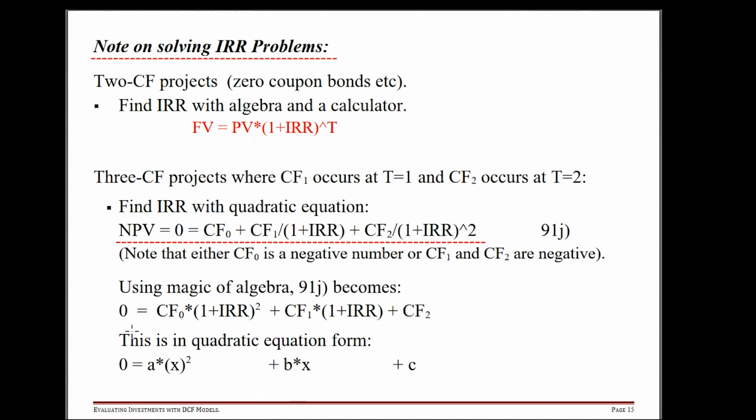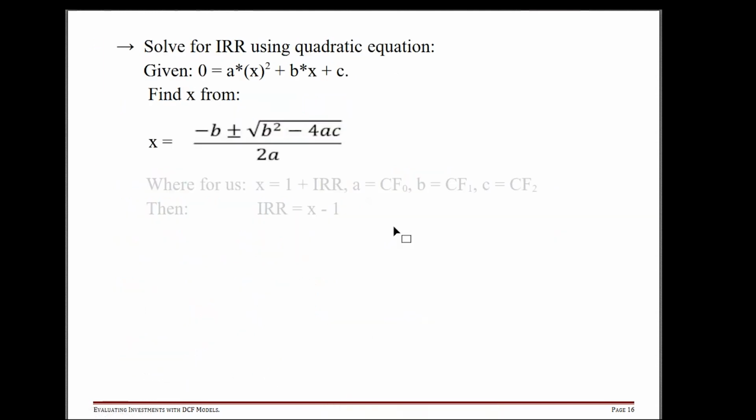This up here is exactly of this form, 0 equals ax squared plus bx plus c, where in our case x is equal to 1 plus IRR, a is equal to CF0, b equals CF1, c equals CF2, and then IRR equals x minus 1. So we can solve this using the quadratic equation, and I did an example showing how to do this, I think, in one of the example practice problems. Okay, and I think that is it for this handout 11A.